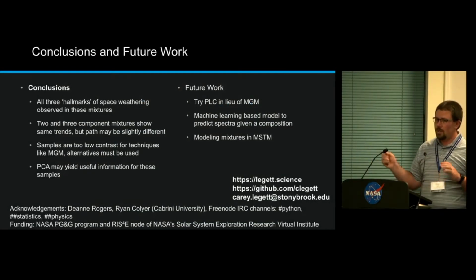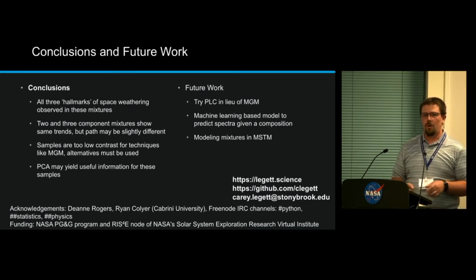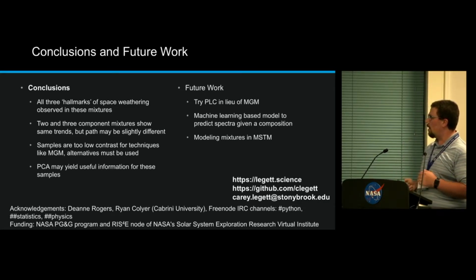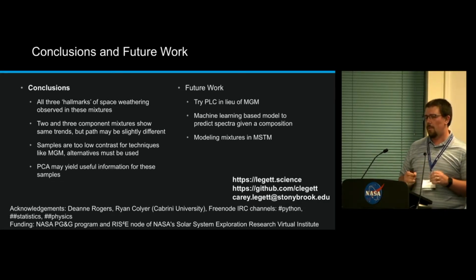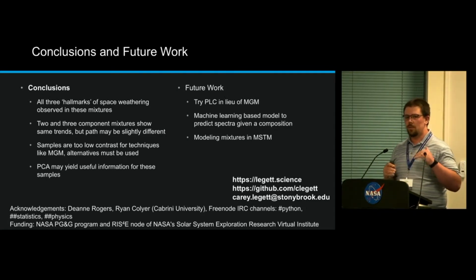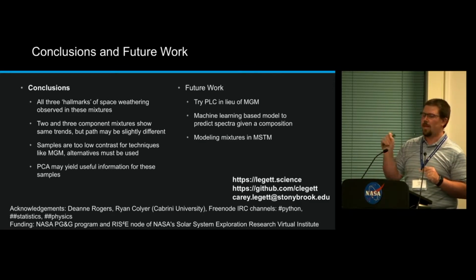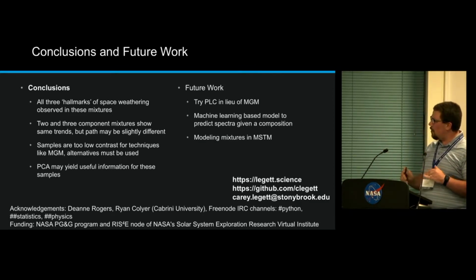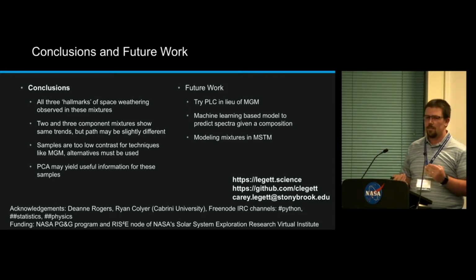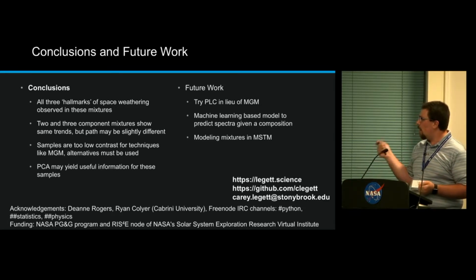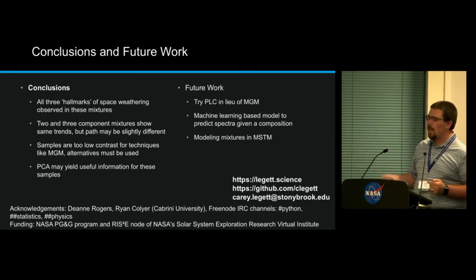So in conclusion, our samples do show all 3 of these hallmarks of space weathering in our mixtures. The 2 and 3 component mixtures both darken, redden, and lose contrast, but they might follow a slightly different path through that space. And these samples are probably too low contrast for techniques like MGM, requiring the use of some alternative, which PCA might be a good one.